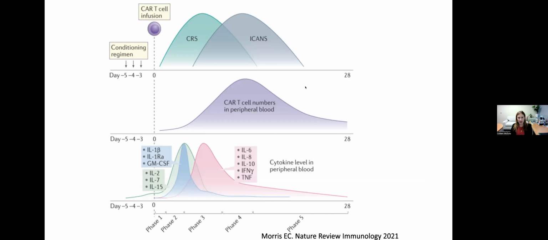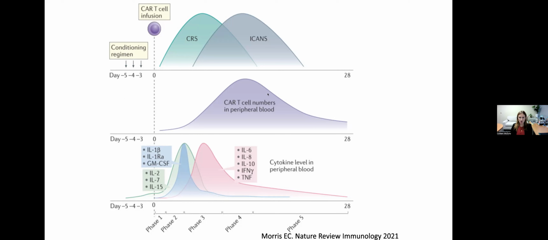This is looking at the patient's time frame from when we start to see different manifestations of the CAR T. They undergo their conditioning regimen, which is typically fludarabine and cyclophosphamide. They receive their CAR T infusion. They start to see some of these cytokines develop, and early on you'll see CRS.